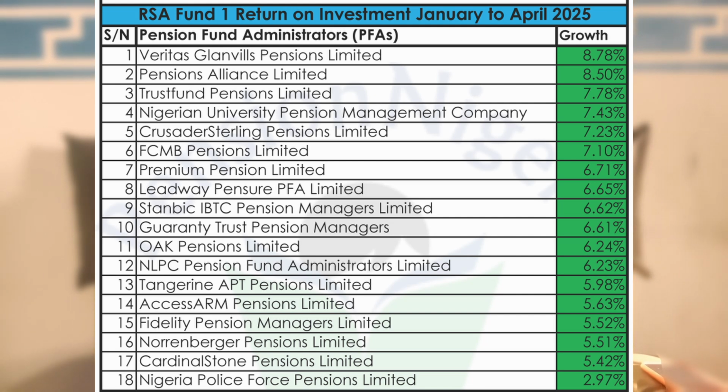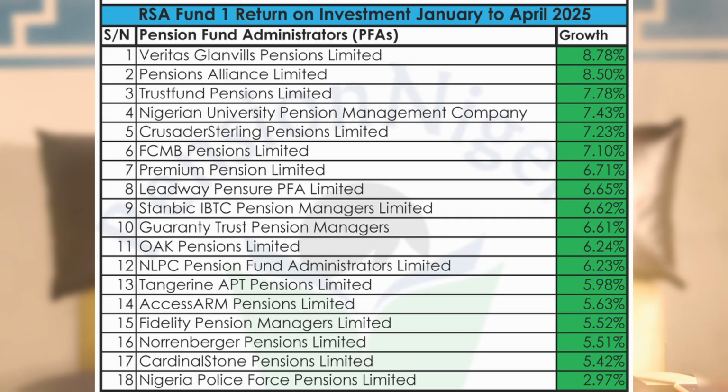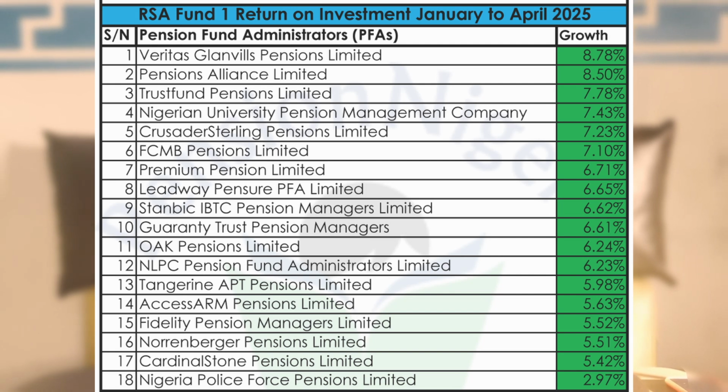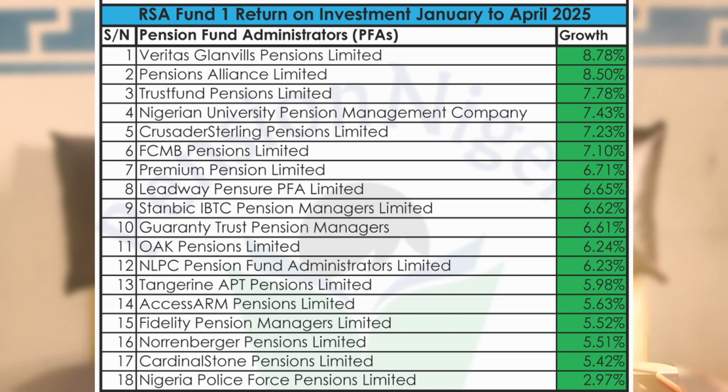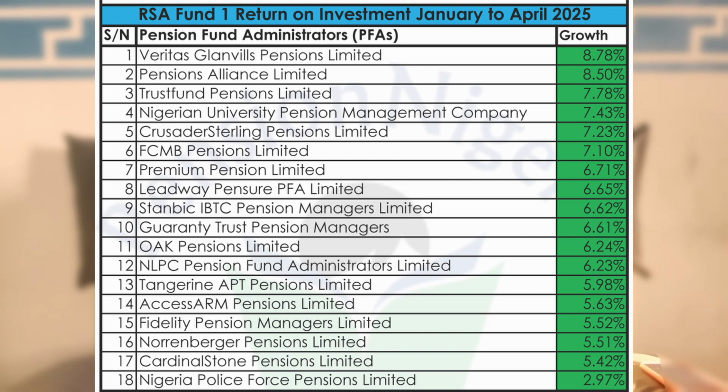Number two, we have Pensions Alliance Limited, which did 8.50%. Number three, we have Trust Fund Pensions Limited, which paid 7.78% interest for Q1. And by the way, this is the pension fund administrator that manages my retirement savings account. Number four, we have Nigerian University Pension Management Company, which pays 7.43%. Number five, we have Crusader Sterling Pensions Limited, which does 7.23%. So we have 18 of them that are put on the screen for you to peruse and to see what they are paying out.